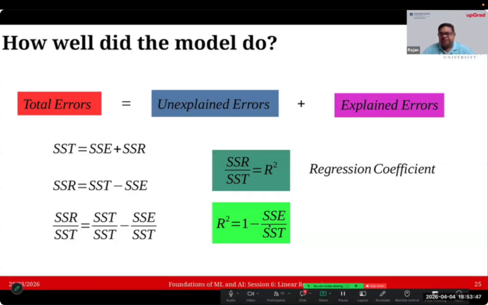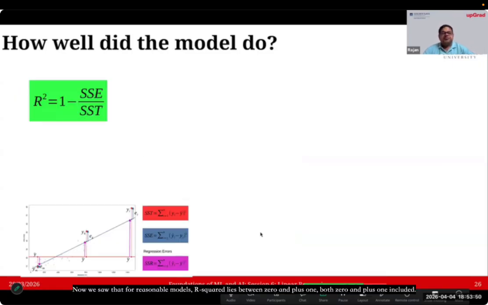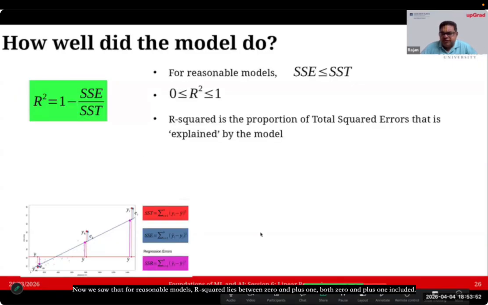Now, as VAF increases, that means we are very lax in our independence condition. That's what it means. We saw that for reasonable models, R squared lies between 0 and plus 1. Both 0 and plus 1 included.